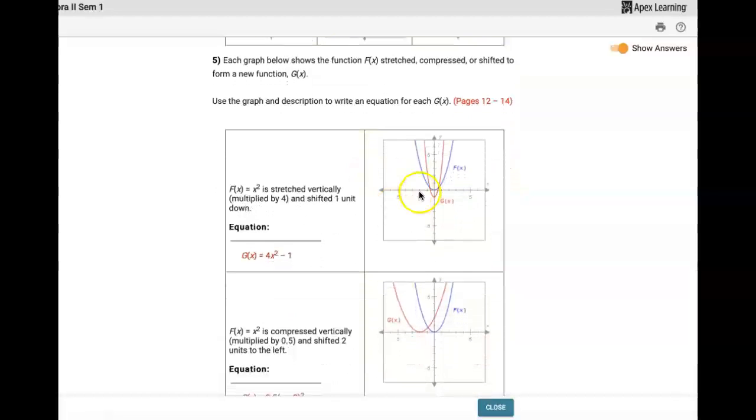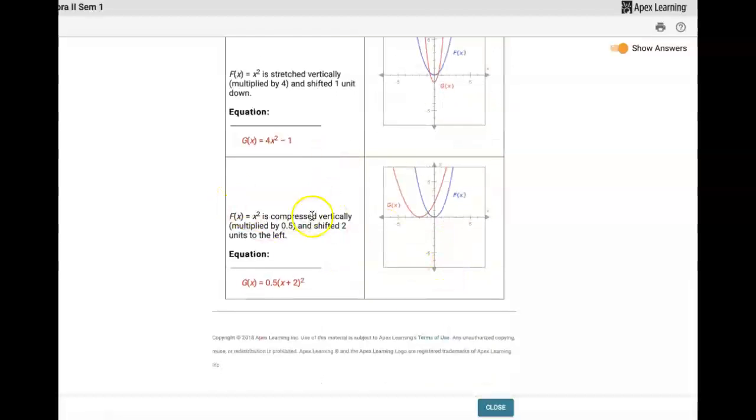Okay, so we're showing the different graphs here. So it says f of x is equal to x squared. It's stretched vertically by a multiple of 4 and shifted 1 unit down. Okay, so you know you have to multiply by 4, and then you're shifting 1 unit down, so you've got to subtract 1 from the end of the function. Okay, and then if you were asked to draw what that would look like, you should just be able to at least move that main point down and draw something that is skinnier with it.